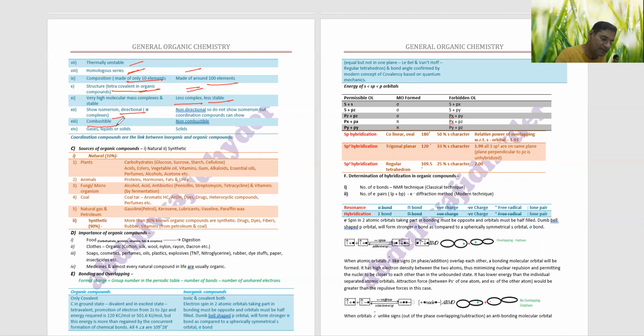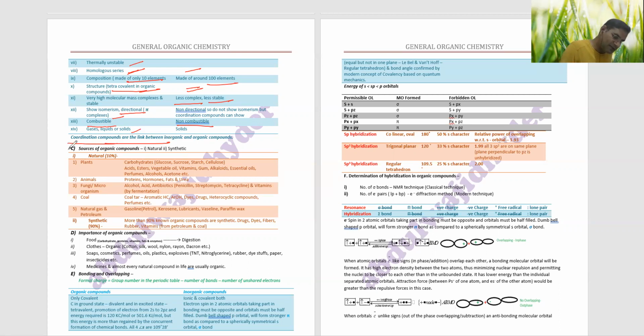Organic compounds are combustible in nature, while inorganic compounds are not combustible. Organic compounds may be liquid, gas, or solids, but inorganic compounds usually are solids. And what about the coordination compounds? Coordination compounds may be organic or inorganic. They are the link between organic and inorganic compounds.